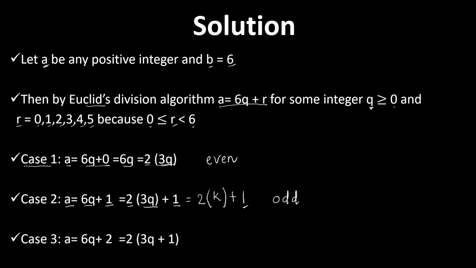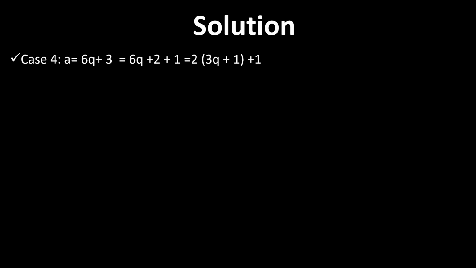Now the third case here says that a is equals to 6q plus 2. Here what are we doing? We are considering r is equals to 2 here. Now in this case, what can we do? We can take 2 common from both of them and we can write it down as twice of 3q plus 1. So here we can observe that this a can be written as 2 multiplied by something, right? So here we are not getting any remainder as such. Therefore, it is an even integer.